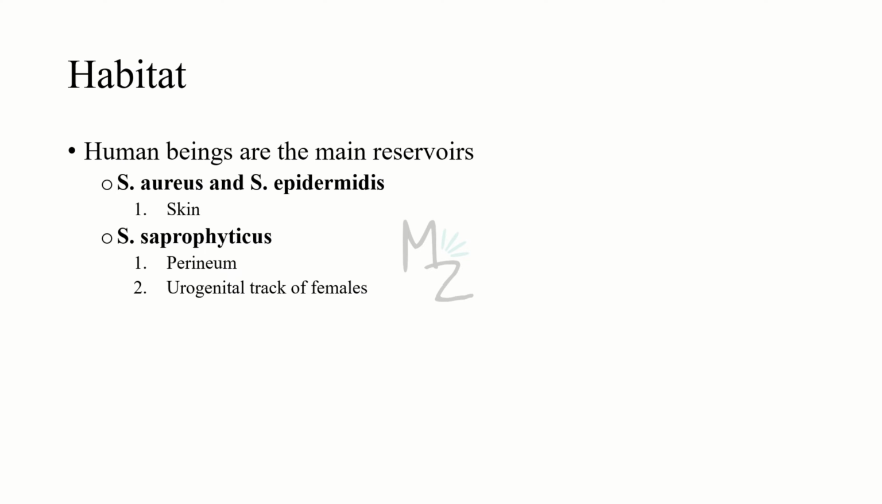It loves to colonize in that area, and this area is called the perineum. As I told you, it is the space between the rectum and the genitals. The urogenital tract of females is in very close proximity to the anus and to the perineal region, so this bacteria can easily spread to the urogenital tract and colonize those areas as well.